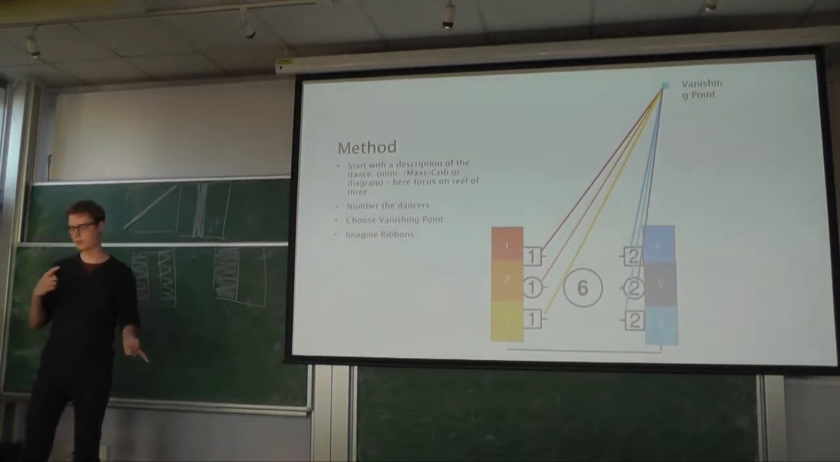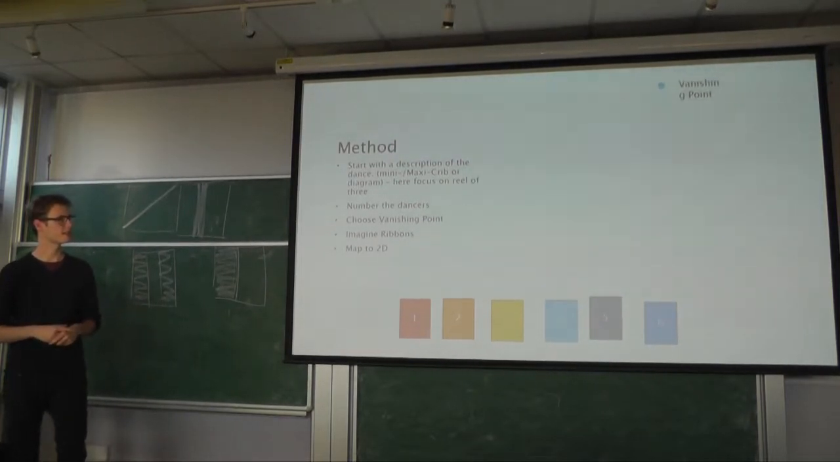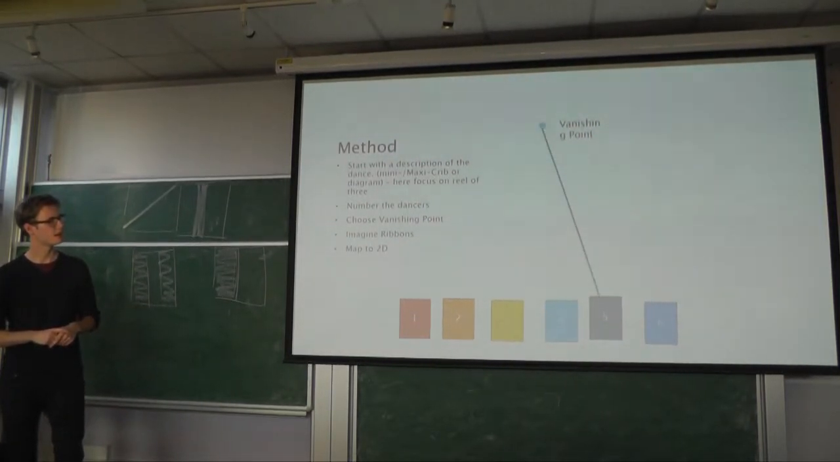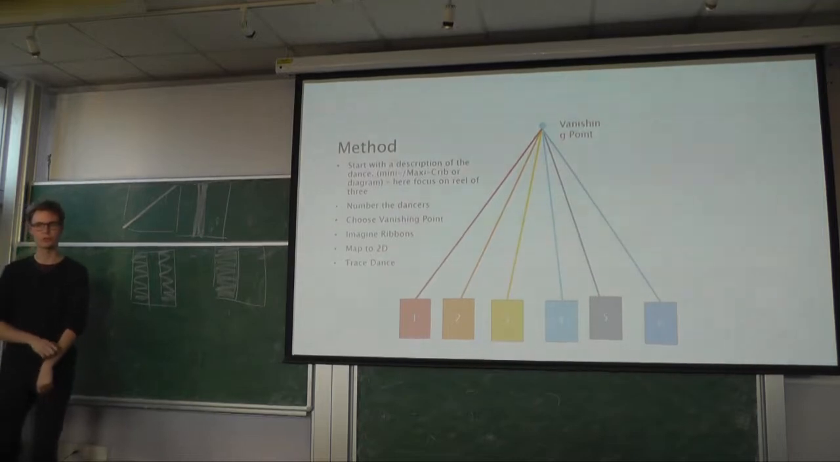And now the important thing happens, we need to map this to 2D, so we rearrange the dancers with the ribbons. And then basically we follow the dance as it unfolds.